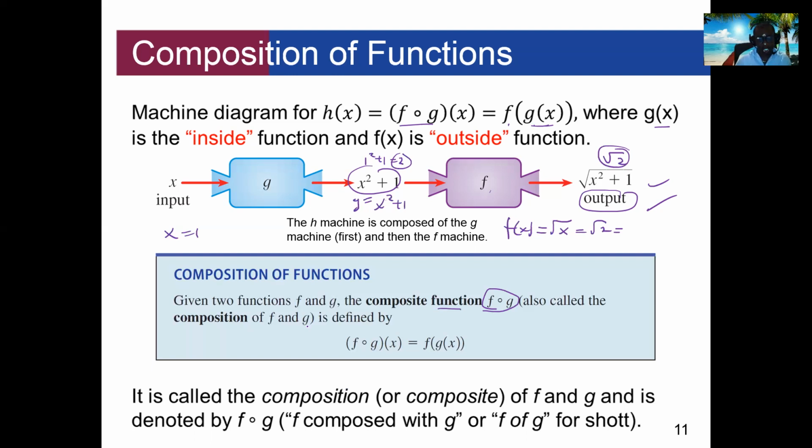Now formally, given two functions f and g, the composite function, also called the composition of f and g, is defined by this. That is your inner function, or inside function, your g of x, and the outer function is f. Sometimes for short, instead of saying f composed with g, we simply say f of g. If you hear me say f of g, what I mean is not f times g. It is f composed with g.